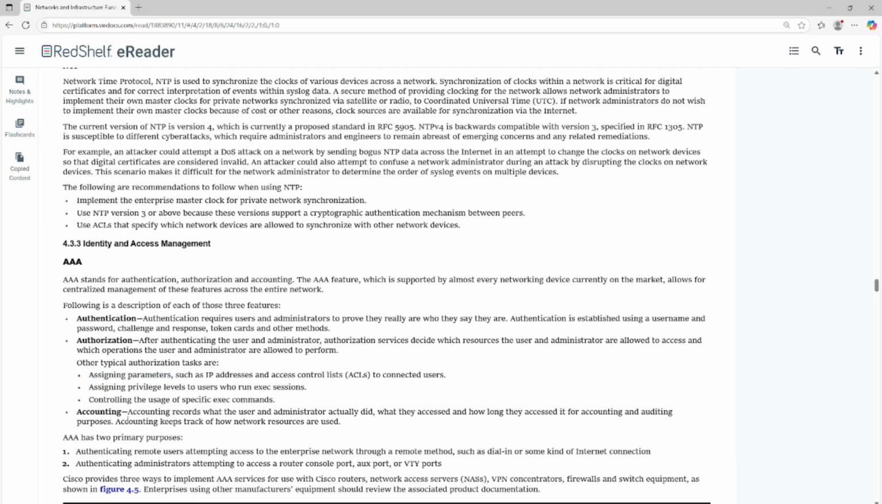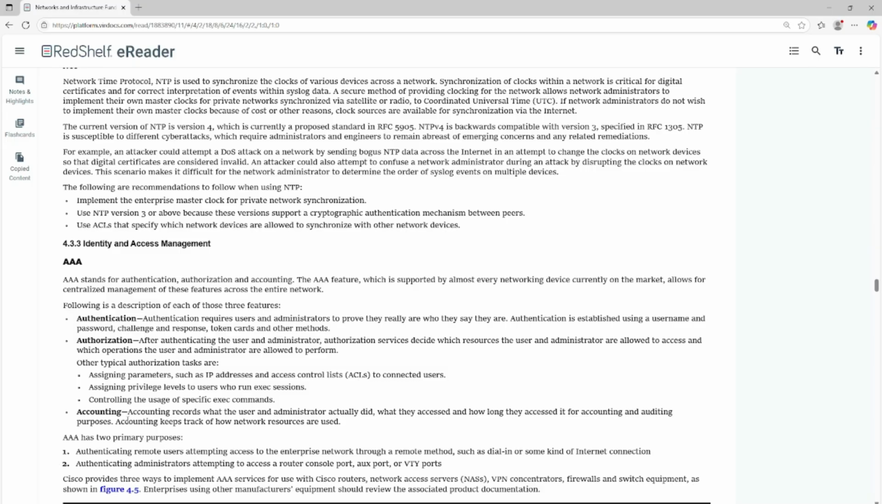Accounting, it's the last but most important piece, right? From its word, accounting is kind of like transparency. Accounting records what the user and administrator actually did.